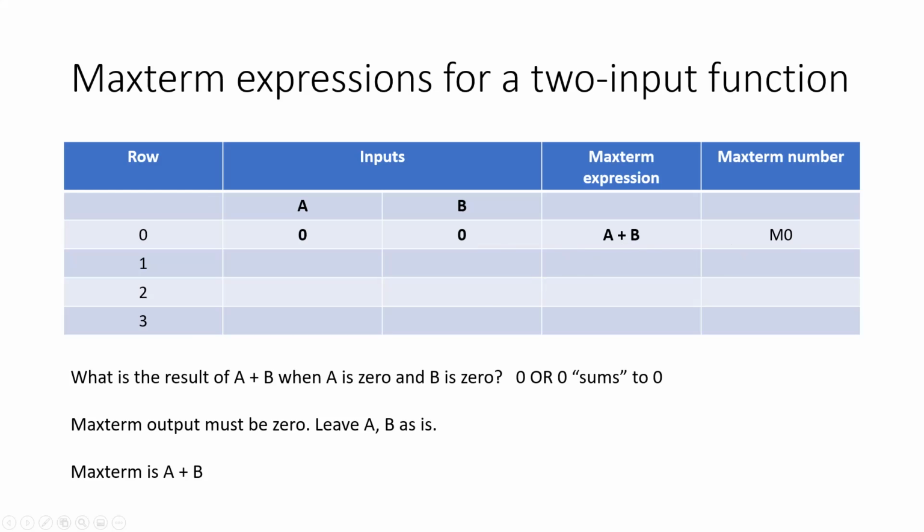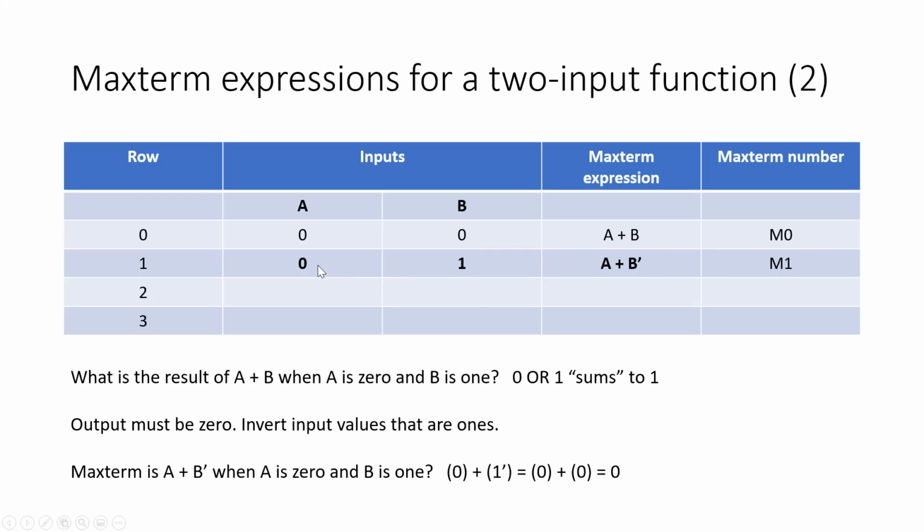Let's take a look at our next set of possibilities when A is a 0 and B is a 1. Well, we know 0 ORed with 1 would produce a 1. That's not the result we want. We need A ORed with B and to come up with a value of 0. So we simply write A ORed with B naught. So again, when any of the inputs are a 1, the max term expression inverts that variable. So A ORed with B naught is your max term 1.